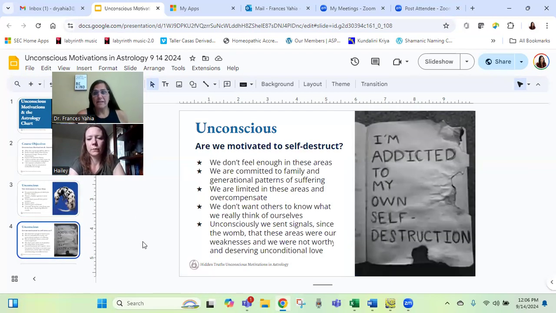So are we motivated to self-destruct? I did a retreat earlier this year, and I asked the group, who has self-love, who fully loves themselves? And nobody raised their hand. And then I said, who wants to have self-worth? And everybody raised their hand. And then I asked, who thinks they can achieve full self-worth? And nobody raised their hand. They want to, but it's unachievable.